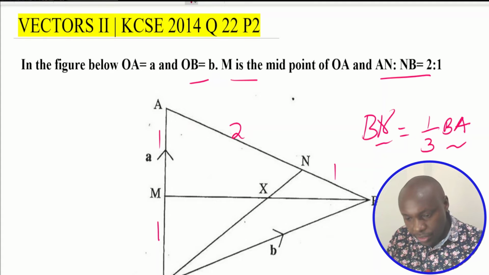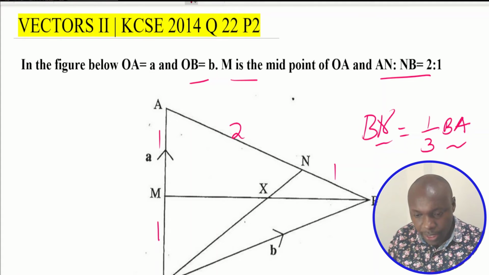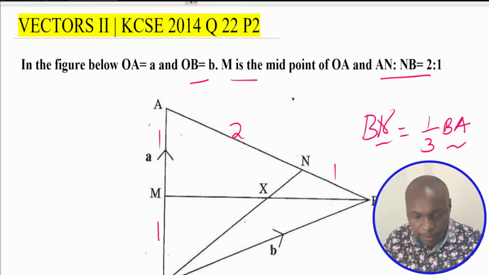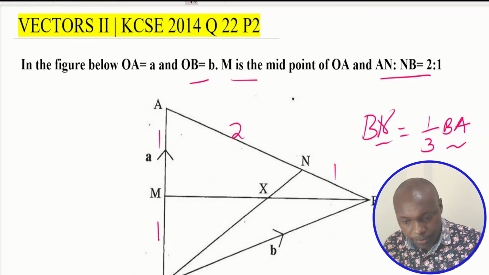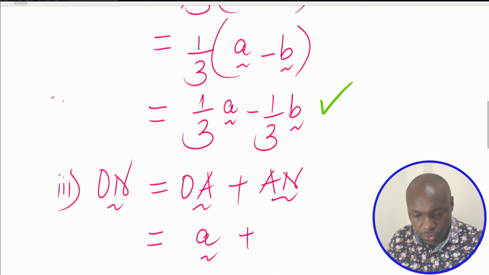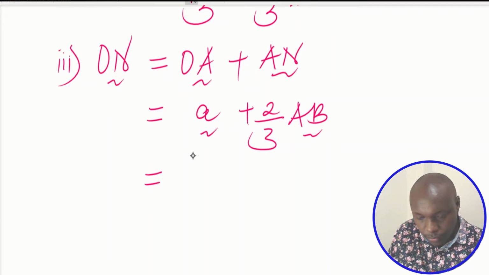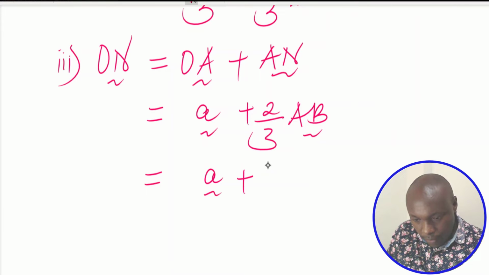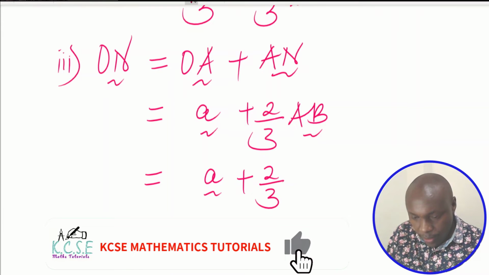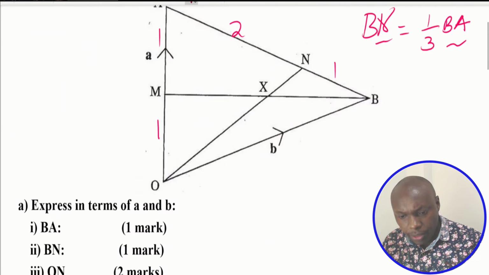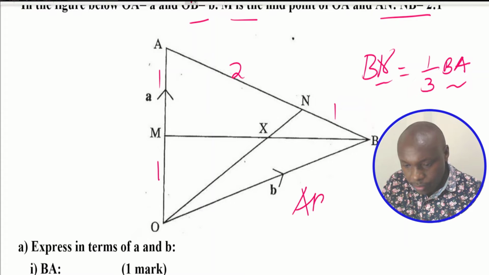We are moving in this direction, AN, so AN will be 2/3 because of this ratio. N is dividing AB, so it will be 2/3 AB. So AN is equal to 2/3 AB. This one you get A plus 2/3, and then we get vector AB. Now vector AB, write it here.